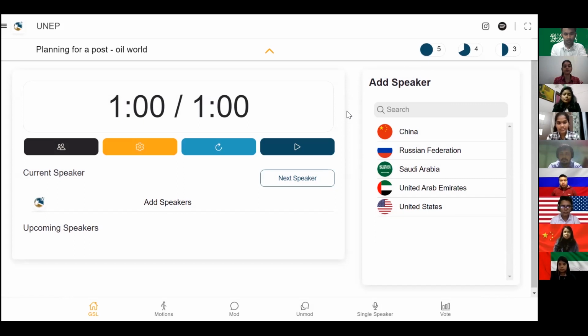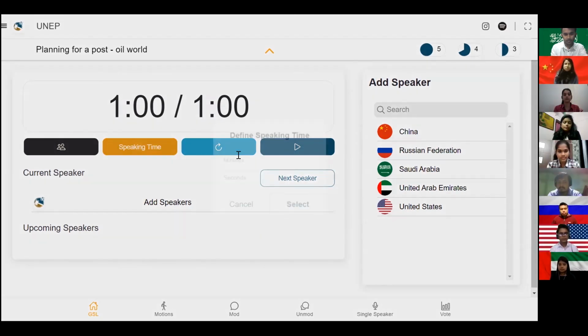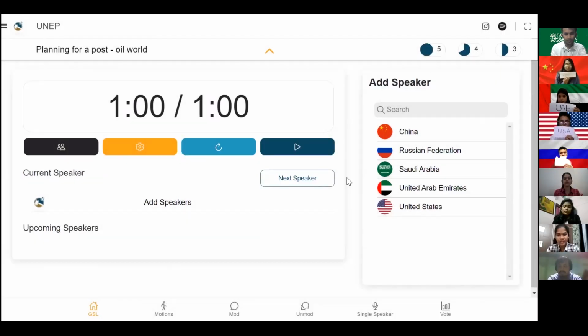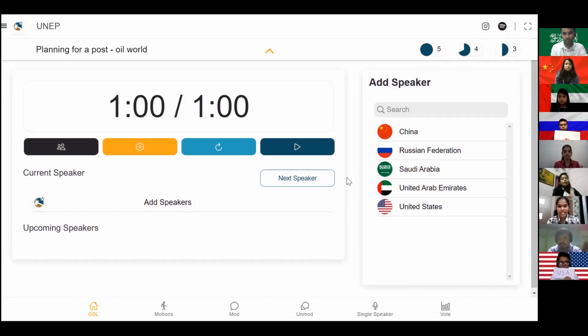Are there any motions on the floor, delegates? Delegate of Saudi Arabia? The delegate of Saudi Arabia would like to raise a motion to open the formal debate with individual speaker time of 1 minute. All those seconding? Delegates in favor? Yes, the motion clearly passes. Please raise your placard or use the hand raise feature if you wish to be added to the speakers list.